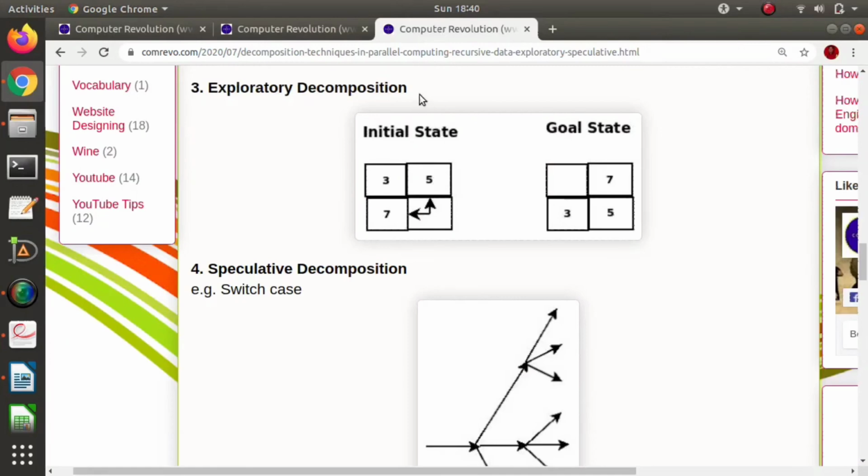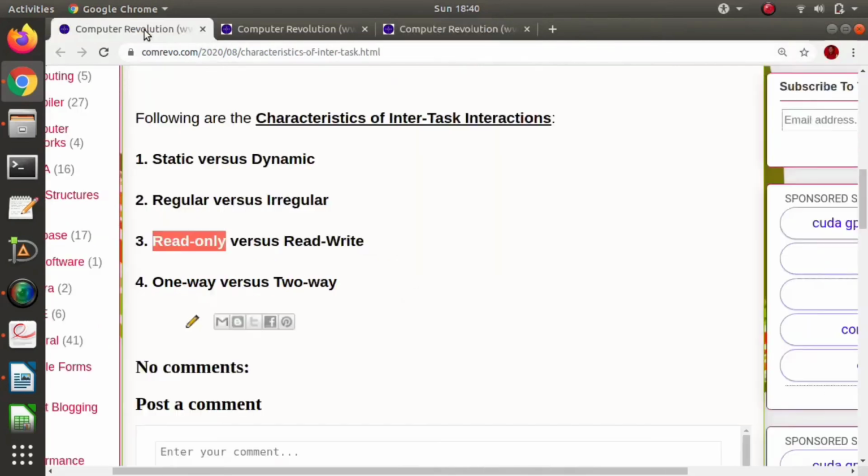While look at this puzzle problem, each task is reading the values and also making some changes in the data. So for example, look at this. At this step, it will move upwards, it will move leftward. So they are also writing into the shared data. So that's why it is a read and write interaction. It's very simple. From the name only you come to know. When the tasks just read values from the shared memory, this is called a read-only interaction. And when the tasks are reading and at the same time writing into the shared memory, such kind of interaction is called read-write interaction.